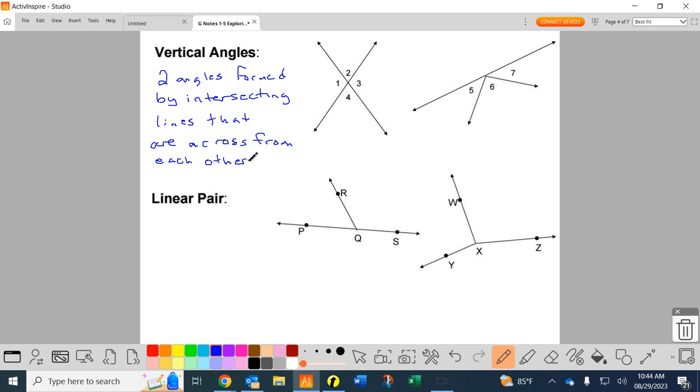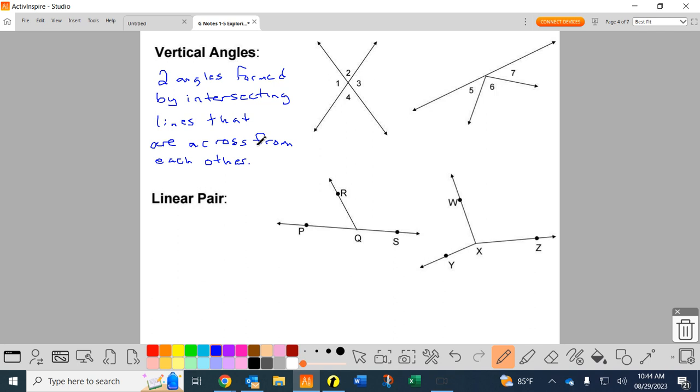I'll read through it again. I'll give you a chance to write it down. Okay, it's going to be two angles formed by intersecting lines. They've got to cross. Intersecting means they cross each other, guys. Two lines that cross through each other. Okay? And they are across from each other.